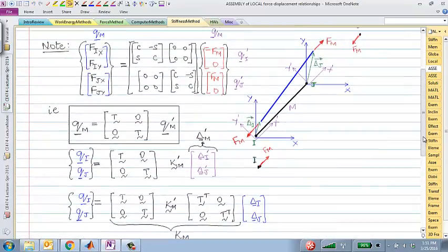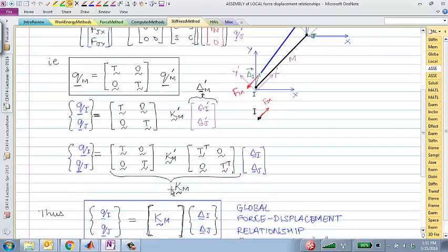So if you remember, last time we derived the global stiffness matrix, and we said that this stiffness matrix would be essentially this 4 cross 4 transformation matrix multiplying this 4 cross 4 element stiffness matrix times another 4 cross 4 transformation matrix transpose. So the product of these three matrix multiplications would be a 4 cross 4 global stiffness matrix, right?